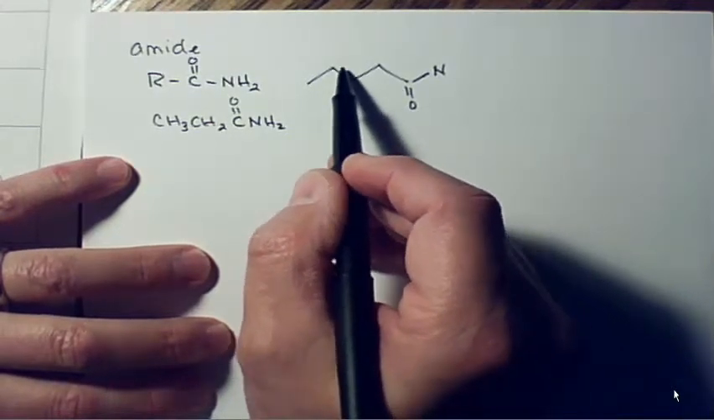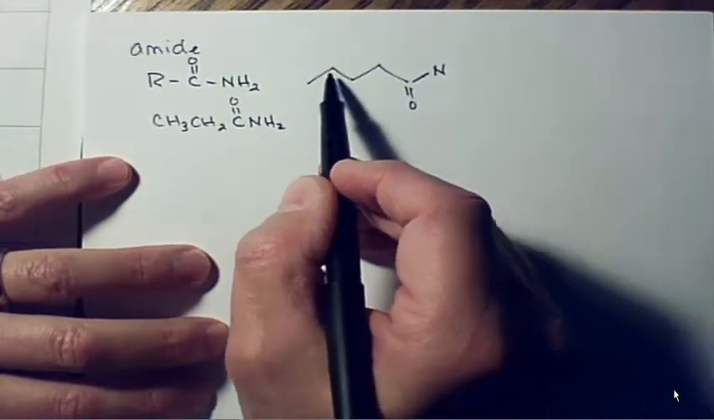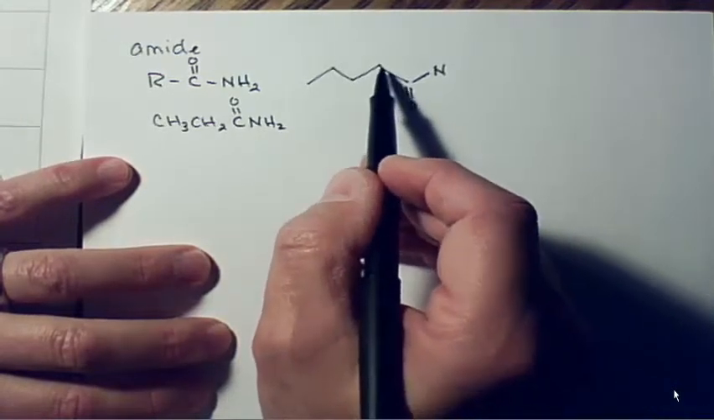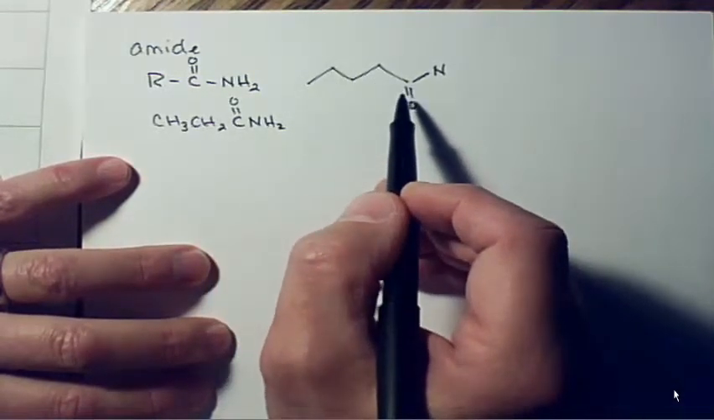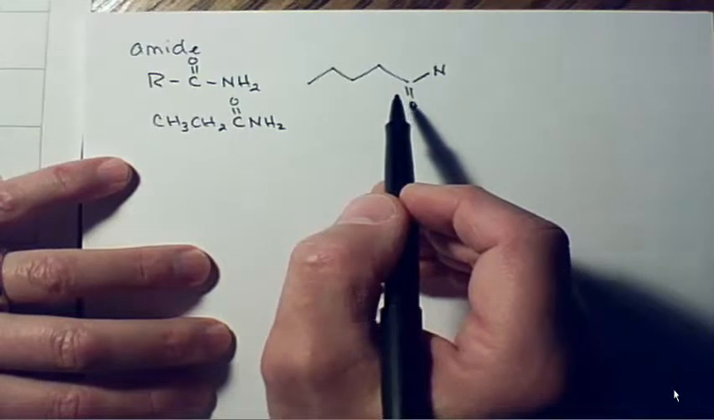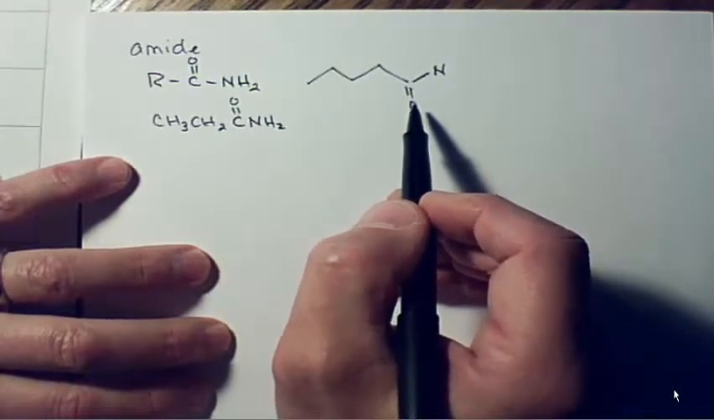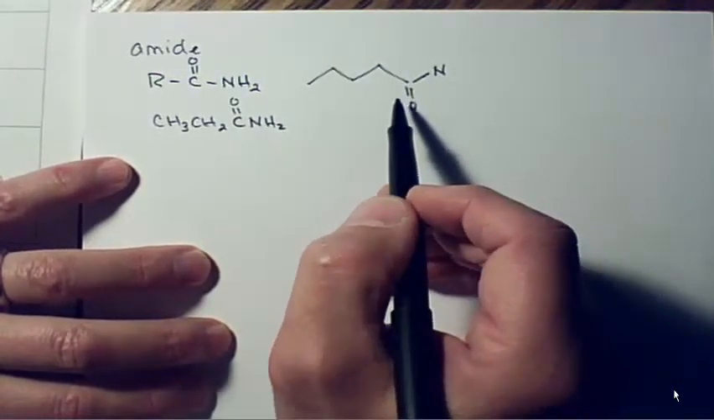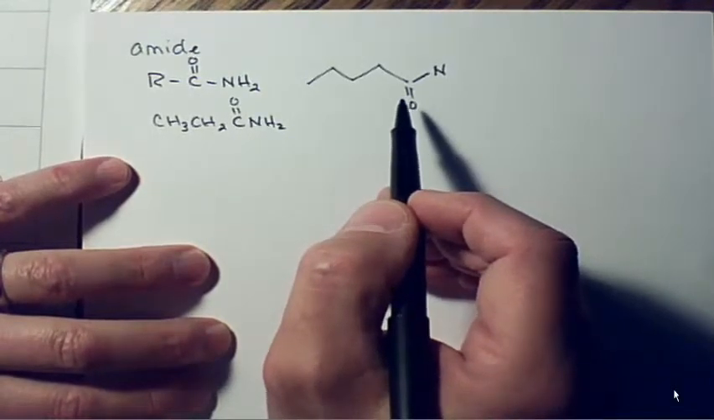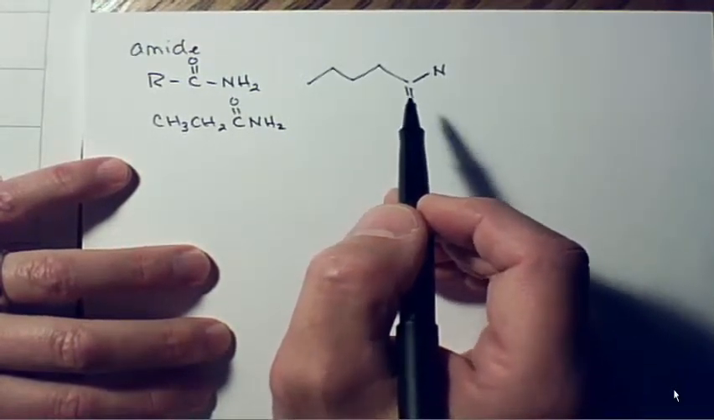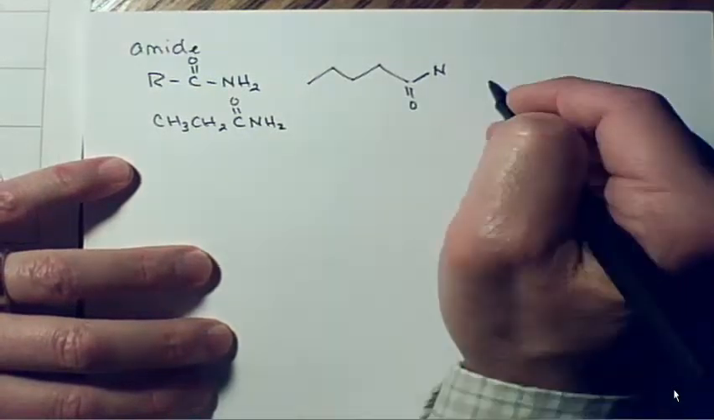And since the carbon chain has all single bonds, there's 5 carbons in the chain, what's this called? This part? 5 carbons, all single bonds. Pentane. Okay, and since this is the most important functional group, it has to be on number 1. We don't need to number it. So this is a pentanamide.